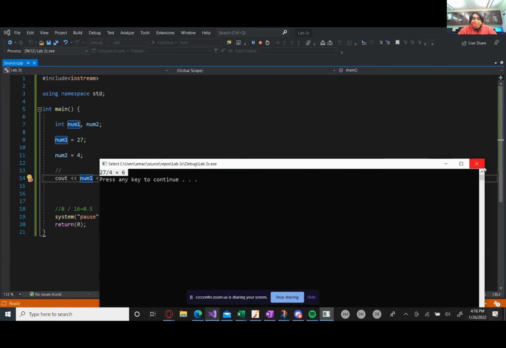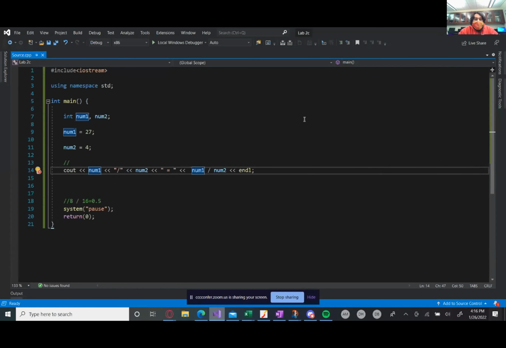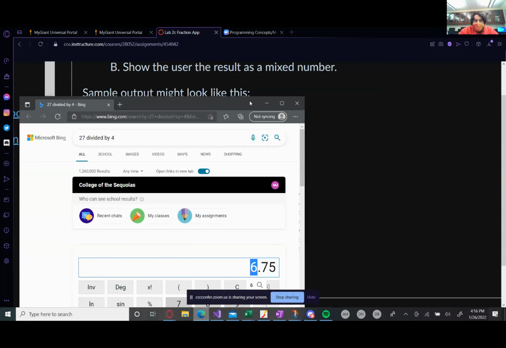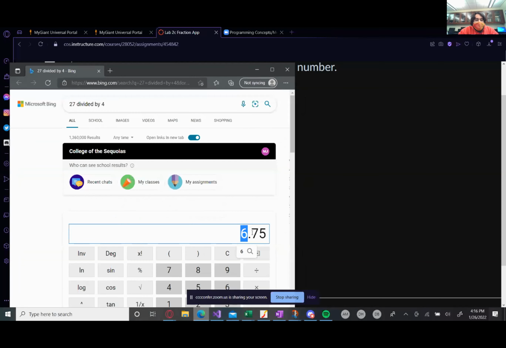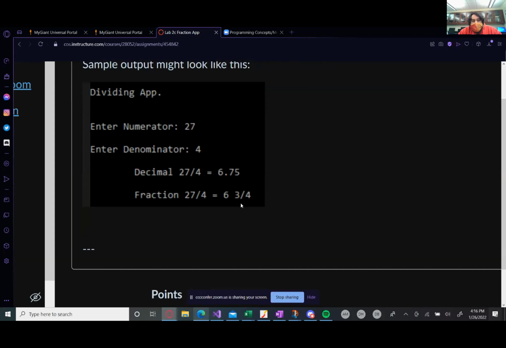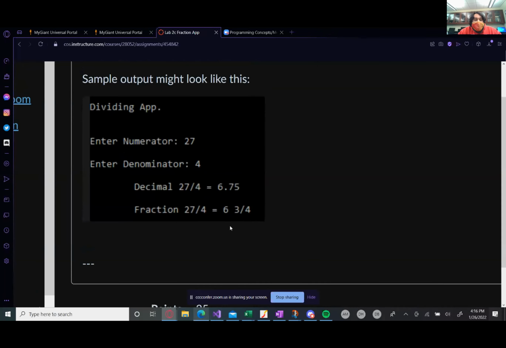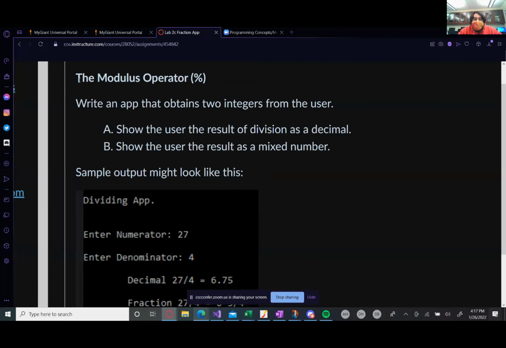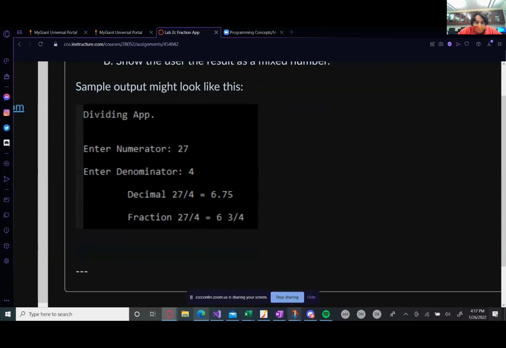So now the next logical step is how do we get the 3/4, right? Well, if we look here, we have 6.75. So when we did our division, we basically had 0.75 left over. Or in other words, we had 0.75 remaining. So that should kind of give you an idea of what we need to use. It's an operator that gives you something called the remainder, and it's actually kind of the title of the lab. We're going to use the modulus operator.